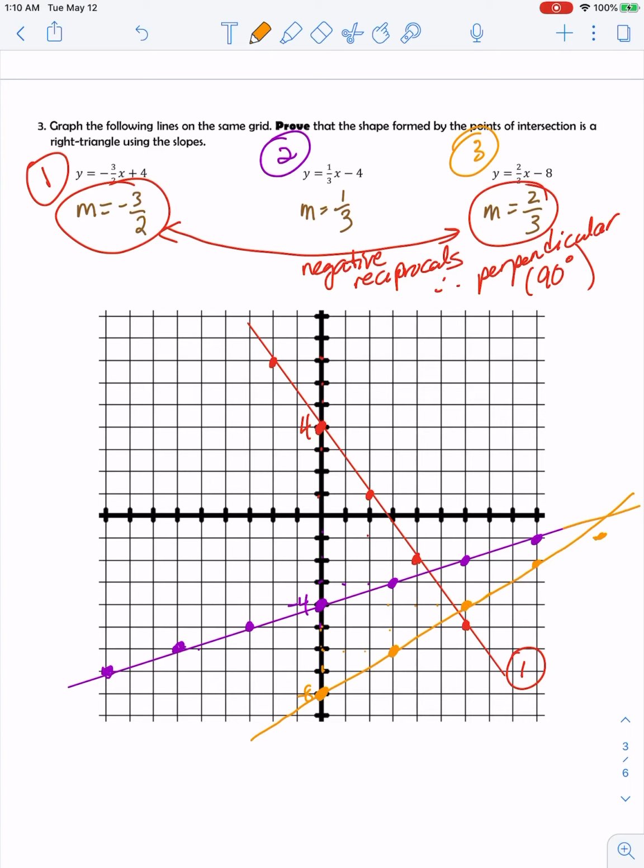Okay, at some point these two go off the grid, sorry about that, didn't mean for that to happen. They're going to meet. These two are the two that are perpendicular. So that is definitely a right angle triangle. Okay, 1 and 3 are perpendicular to each other, so we can show that with that little square in the corner. So that is a right angled triangle. Okay, all right, that's it. Again, any questions, please contact me.